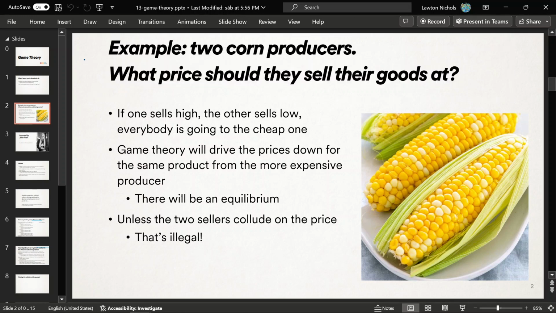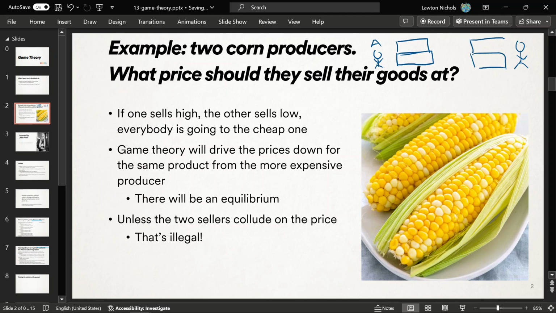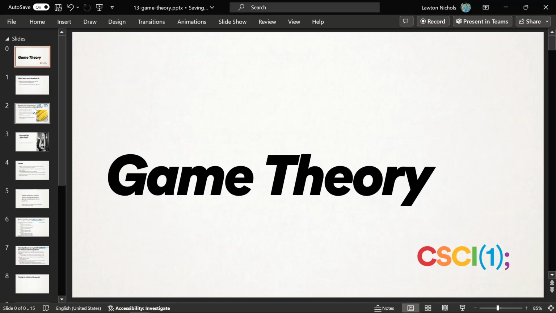All right. So let's think about this. Let's have a thought experiment. Here's the first farmer's corn stand. This is farmer A. They're selling corn. And then here's farmer B. They've got their own corn stand. All right, farmer A, farmer B. Here's the game, right? It really is a game in the game theoretic sense.